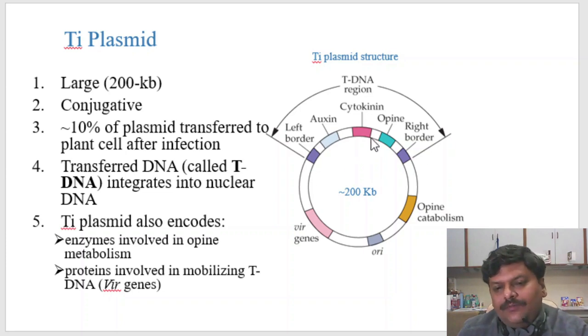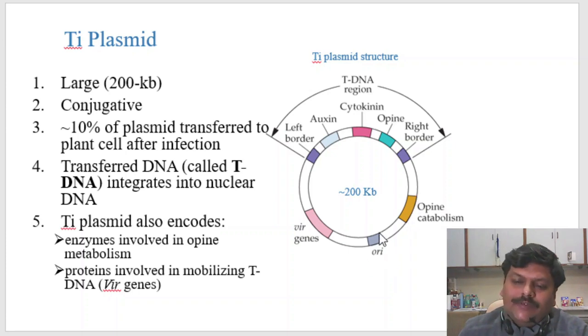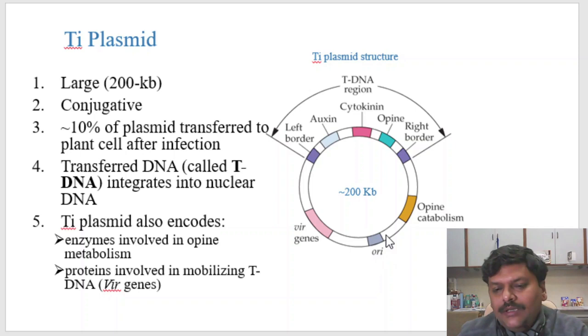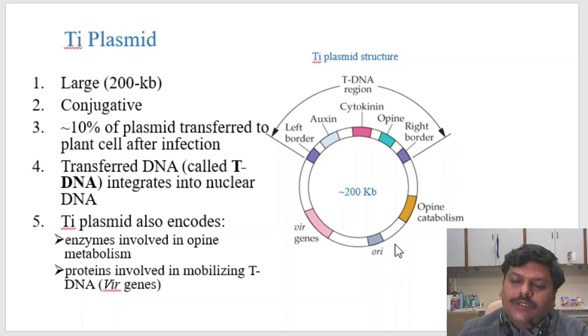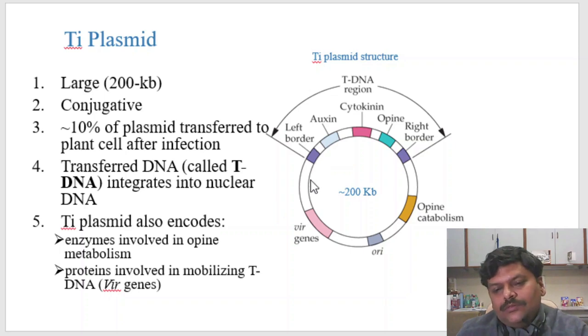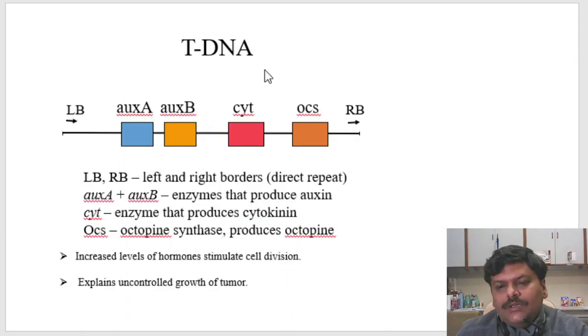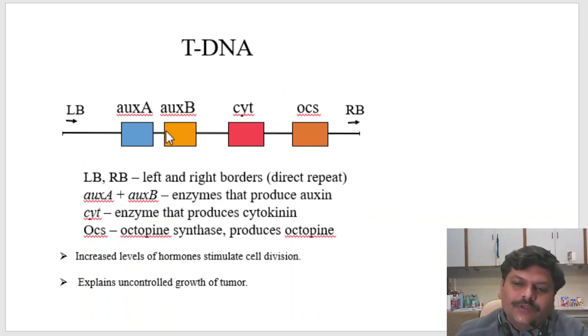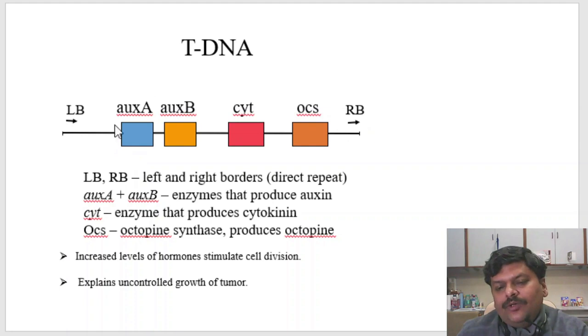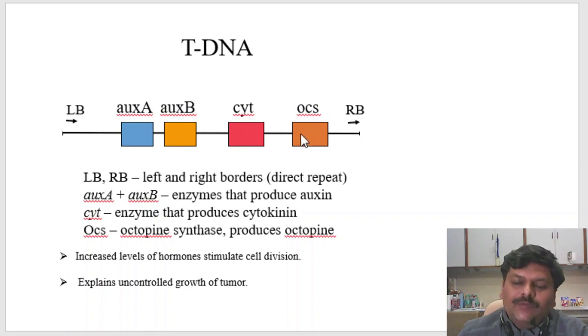So apart from tDNA, other important regions are the Vir genes and opine catabolism genes. And as I said, the replication is independent in bacterial cells, so the TI plasmid also has an origin of replication from where the replication of this entire plasmid starts. If we see the important features of the transfer DNA, there are two inverted repeats which flank the transfer DNA, called the left border and right border. And between these borders there are genes for auxin biosynthesis, cytokinin biosynthesis, and special amino acid synthesis.